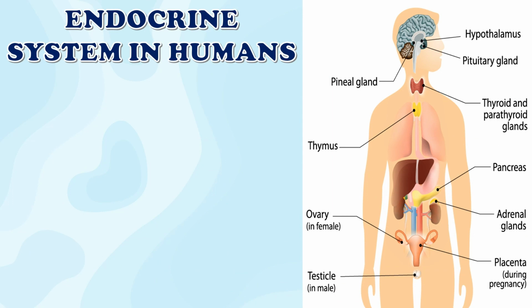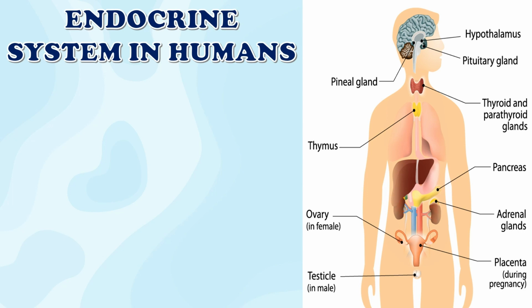Okay, so we will talk about now in humans. So we have endocrine system in humans. First, we have the pineal gland, hypothalamus, pituitary gland, thymus, thyroid and parathyroid glands, pancreas, adrenal glands, placenta during pregnancy, testicle in male, ovary in female, and thymus. So those parts po ay mas maintindihan natin for the following slides.